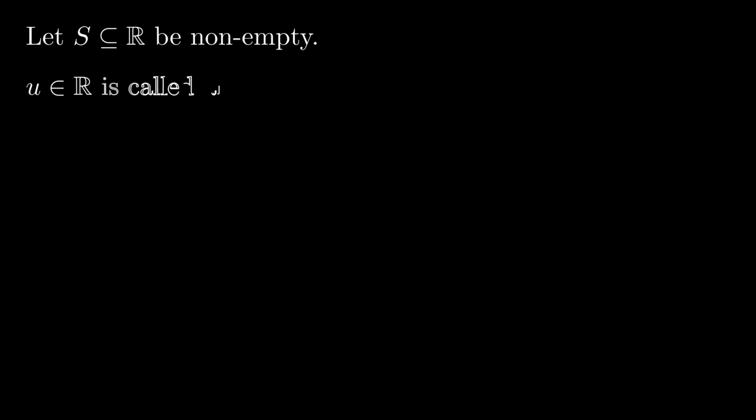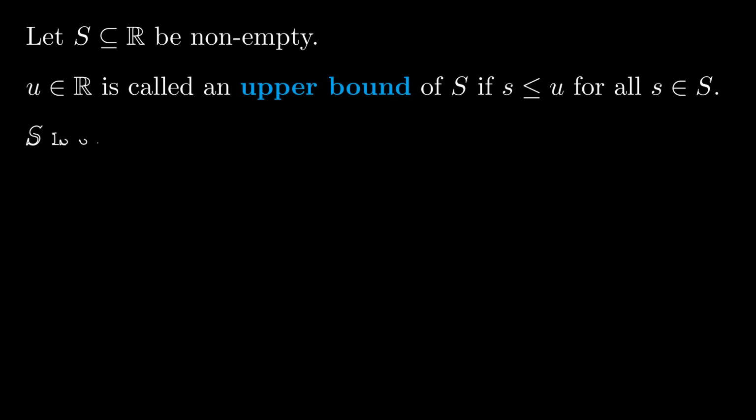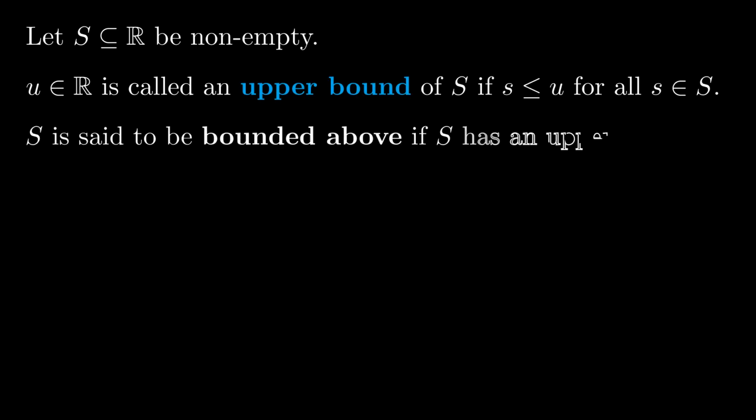We now introduce the notions of upper bound and lower bound for a set of real numbers. Let S be a non-empty subset of R. A real number U is called an upper bound of S if s is less than or equal to U for all s in the set S. S is said to be bounded above if S has an upper bound.